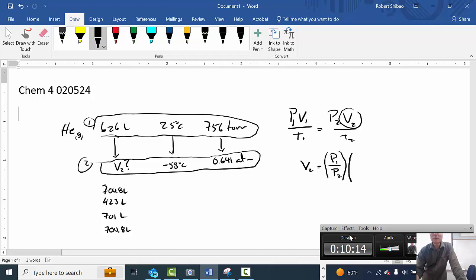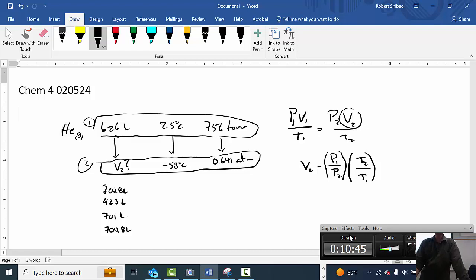The temperature fraction is going to be T2 over T1. So if the temperature goes up, what happens to the volume? If we go up, that is T2 is greater than T1, that means the temperature fraction is greater than 1. That means the volume has to go up. Whereas if the temperature goes down, T2 is smaller than T1. That's a fraction less than 1, and so the volume is going to go down.